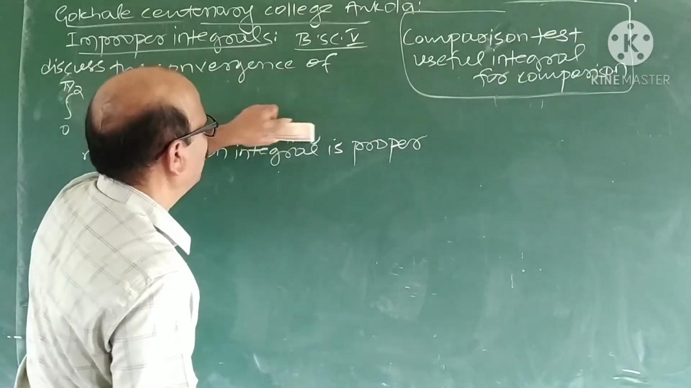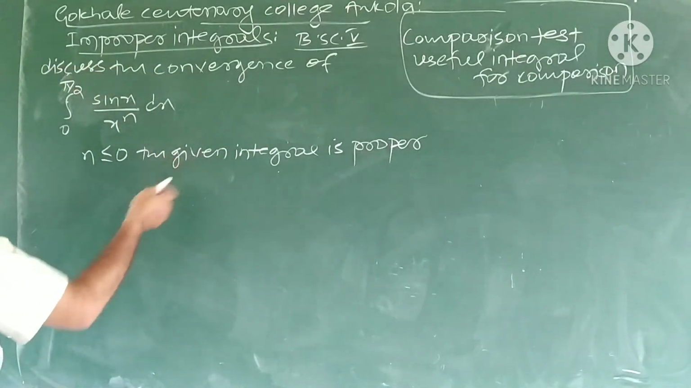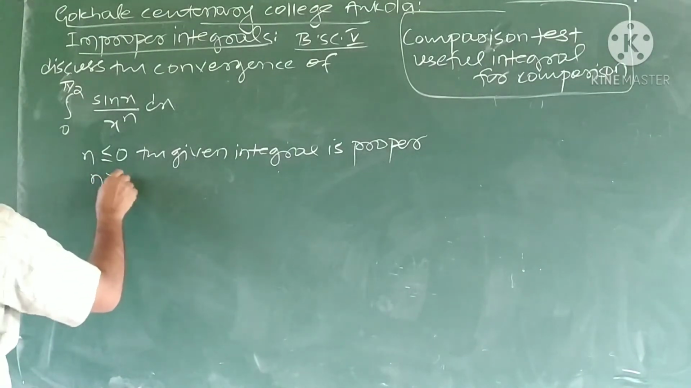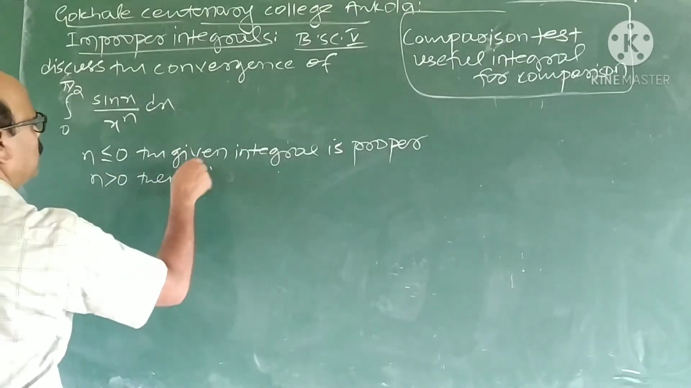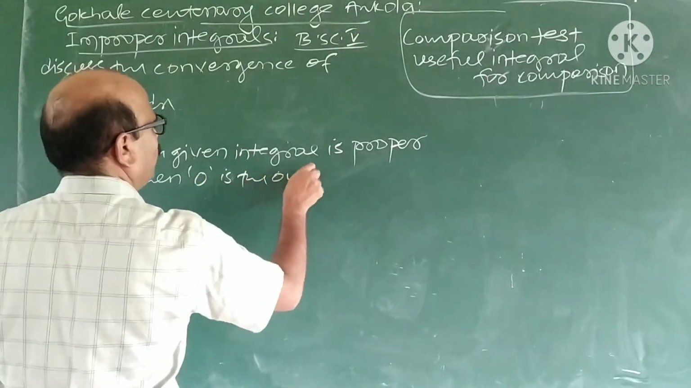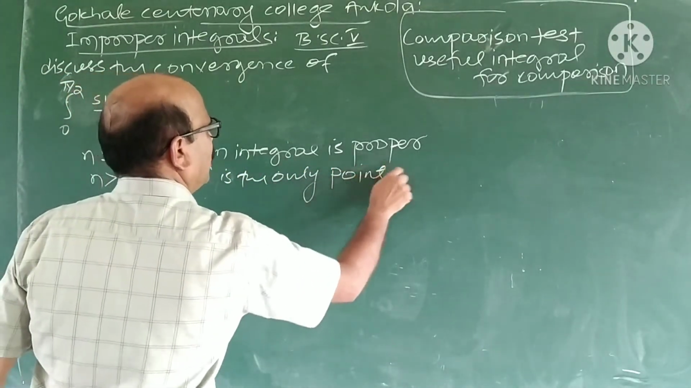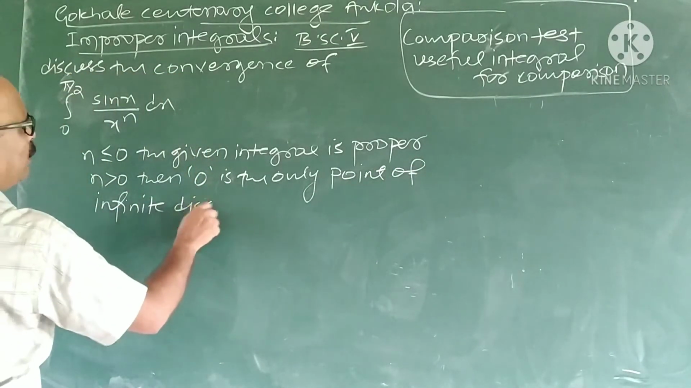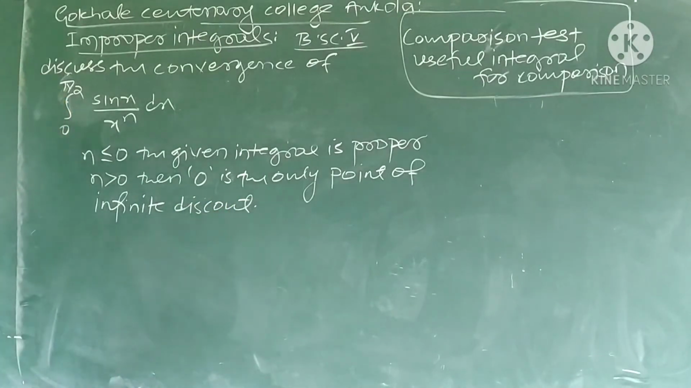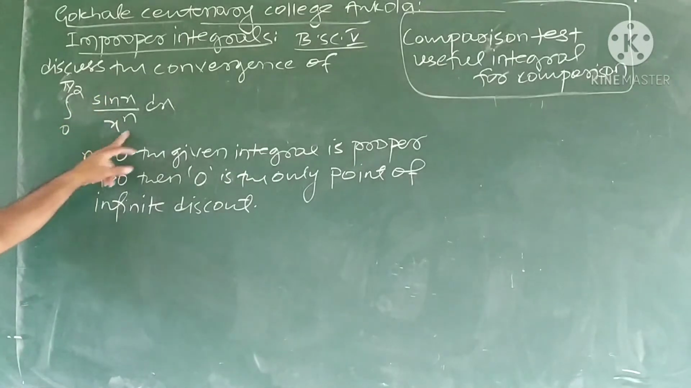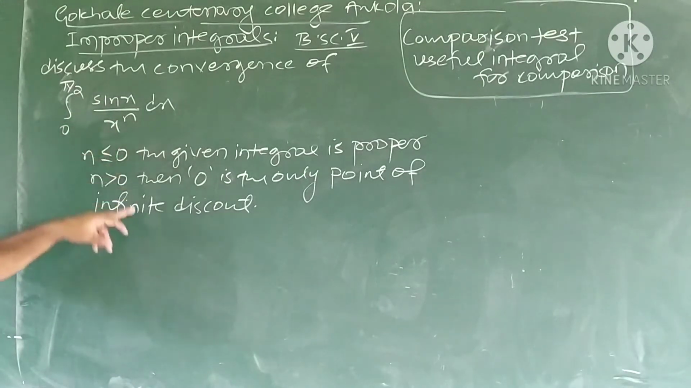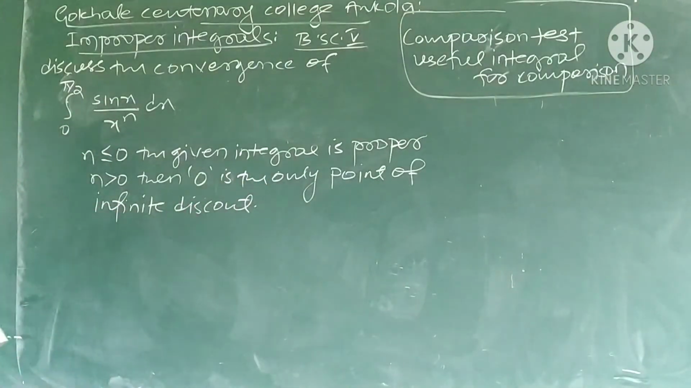And we know that every proper integral converges. Basically, that is our assumption. Now, suppose n is greater than 0, then 0 is the only point of infinite discontinuity. You have already studied what is discontinuity. 0 is the point of discontinuity because when n is greater than 0, the function f(x) becomes unbounded. It tends to infinity. So 0 is the only point of infinite discontinuity.